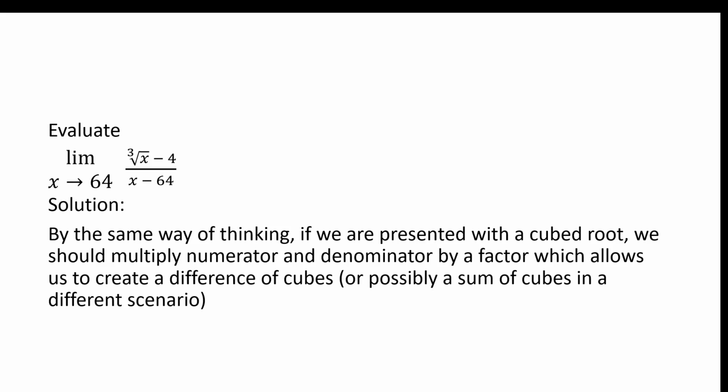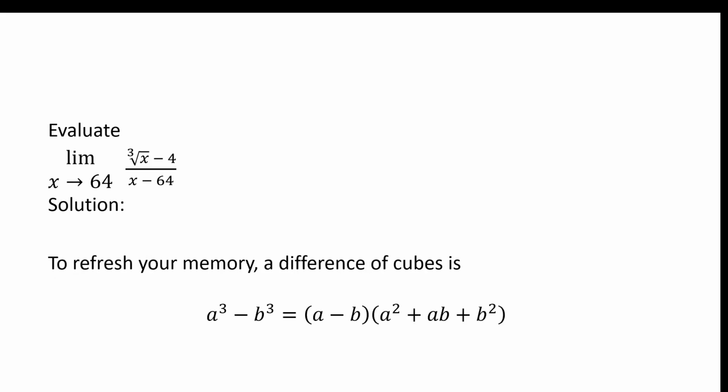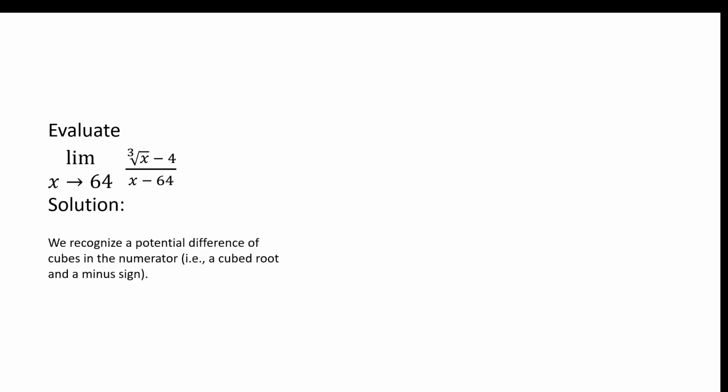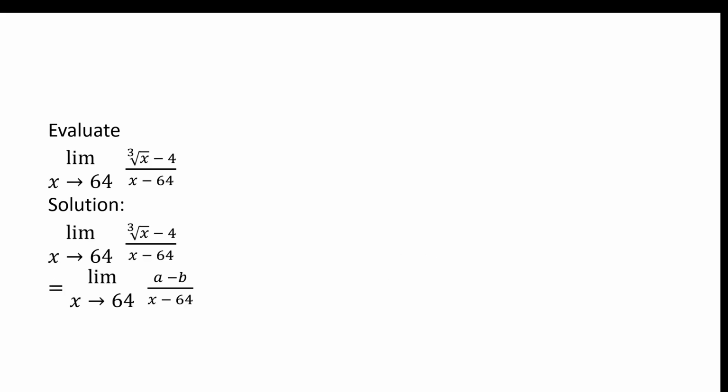So if we're presented with a cube root, we should multiply numerator and denominator by a factor which allows us to create a difference of cubes, or possibly a sum of cubes in a different scenario. So to refresh your memory, difference of cubes is shown right there. So going back to our solution, we recognize a potential difference of cubes in the numerator, a cube root and a minus sign. So we're going to let a be the cube root of x, and we're going to let b equal 4. And by doing that, what we actually have up top is a minus b.